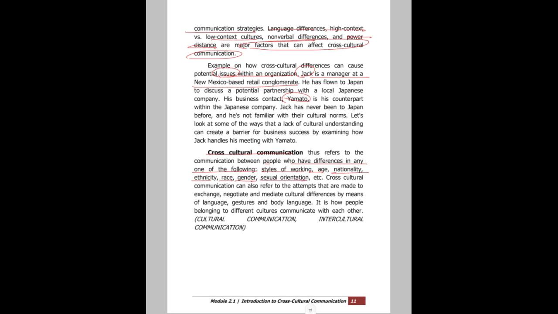So, cross-cultural communication can also refer to the attempts that are made to exchange, negotiate, and mediate cultural differences by means of language, gestures, and body language. Kasi yun naman talaga yung ginagamit natin when we communicate with other people. Of course, we use our own language. We use different gestures para mas maging effective and efficient yung ating pakikipag-communicate. And at the same time, we use our body language.